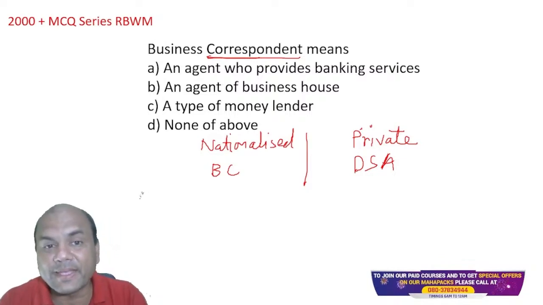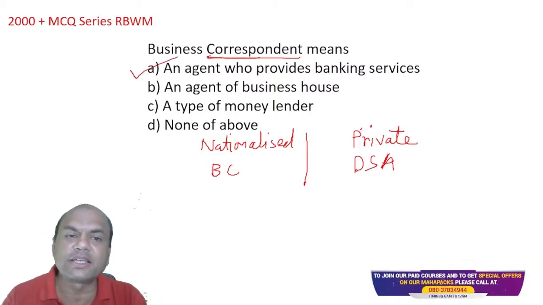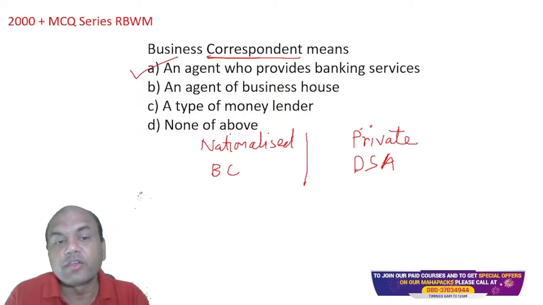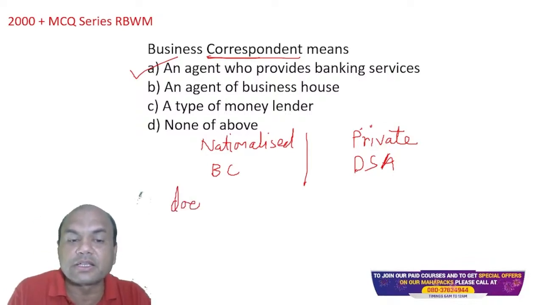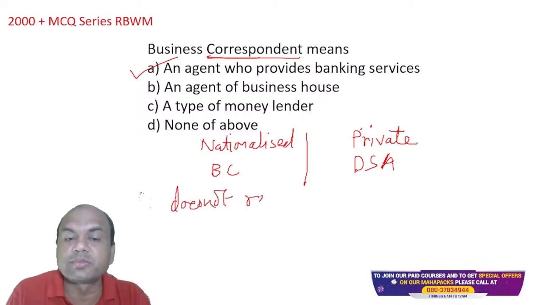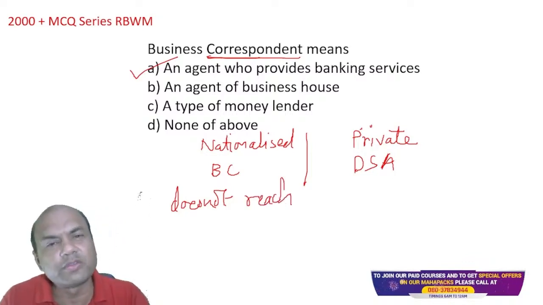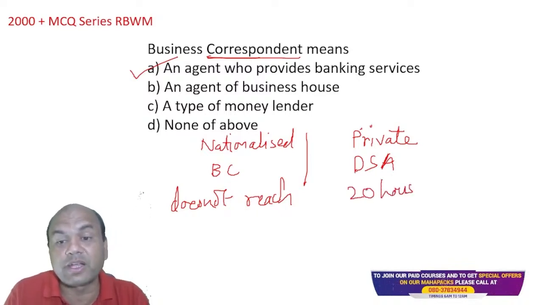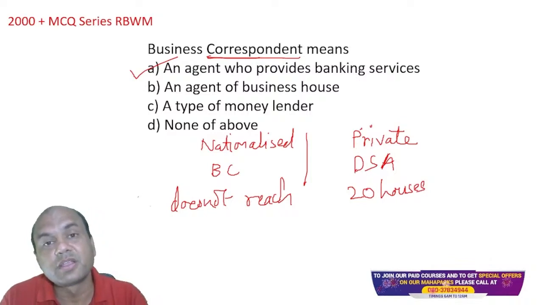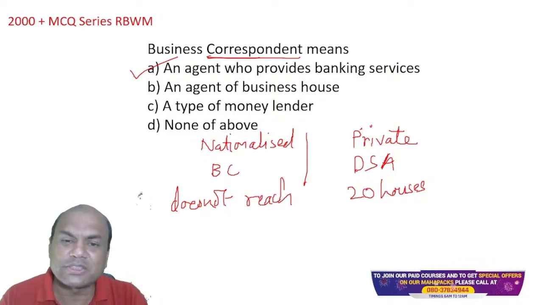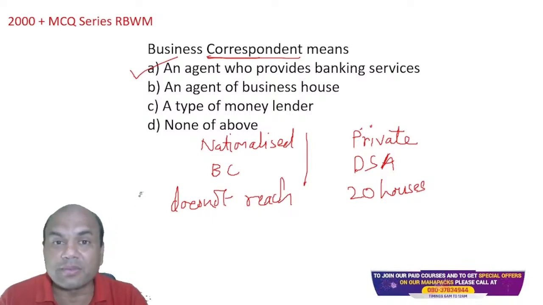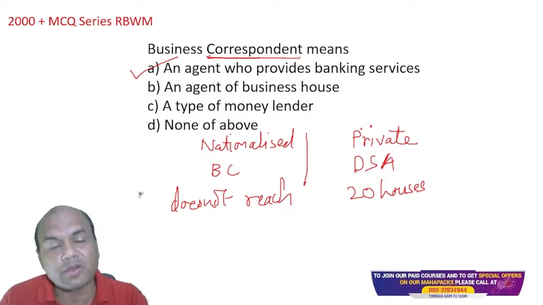Yes. It is A, obviously, isn't it? It's A, who provides banking service here. BC is always appointed in those areas where the bank doesn't have the reach. Let's say there is a small village of 20 houses. There are many villages which are 20 houses, 30 houses, 50 houses. The population is hardly 200, 300, 400 max. Can you set up a branch over there with a 500 population? You can't. Because if you set up a branch with 500 population over there, what will be the cost?